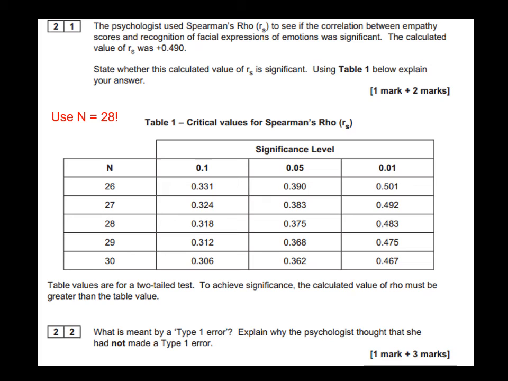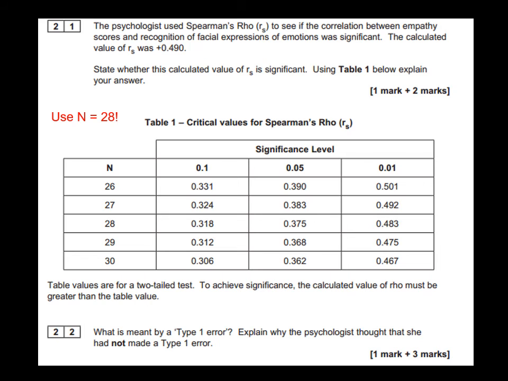As it says in the question, psychologists use Spearman's rho to see if the correlation between empathy scores and recognition of facial expressions of emotions was significant. The calculated value, the one that they came up with in the experiment, was plus 0.490.